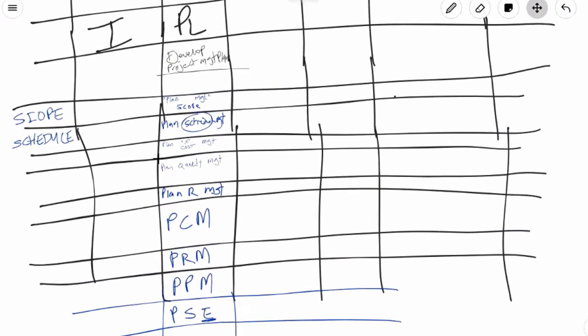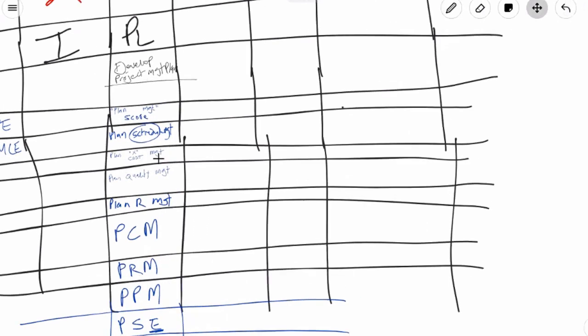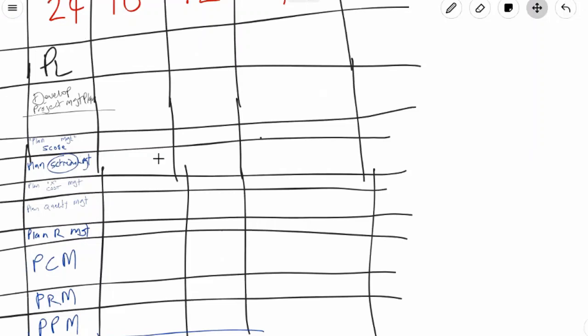All right, so that is planning, pretty much 10 down. Now, I would like to jump across to monitoring and controlling. Let's make it red. Dun, dun, dun.